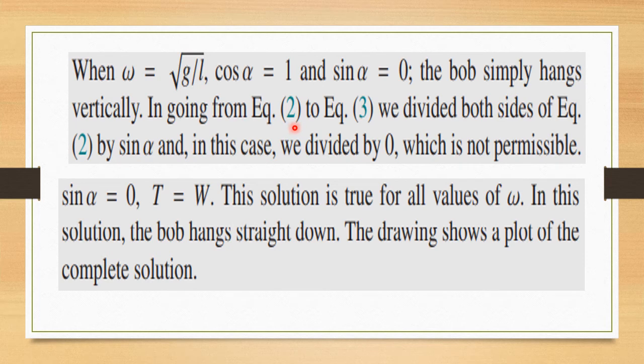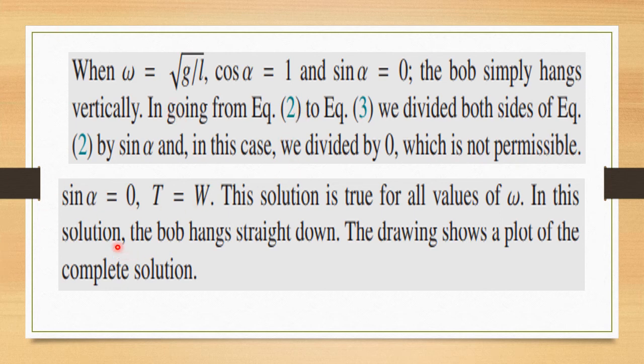Now in going from equation 2 to 3, we divided equation 2 by sin alpha. You can see in the derivation that was a serious error, because we divided by 0. In this case sin alpha is 0. We cannot divide that equation by 0, which is not permissible. That was the mistake we had made in that step.